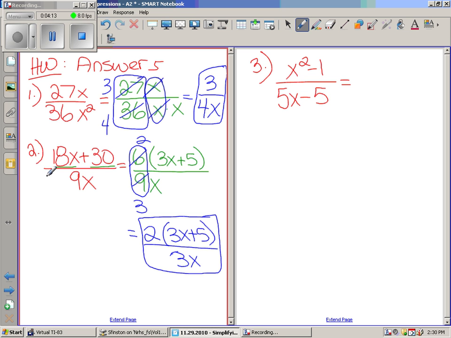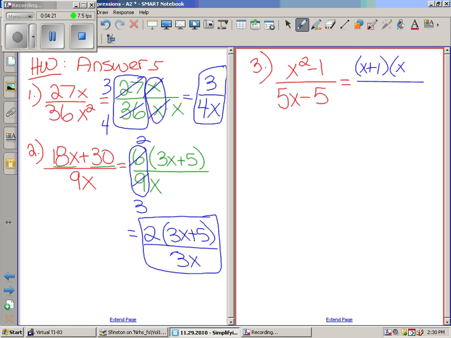Okay, so what does the top factor into being? X plus 1 and x minus 1. Very nice. And what about the bottom? Yep, 5 times x minus 1. And we see that things perfectly match. Those reduce away, and you're left with x plus 1 over 5.